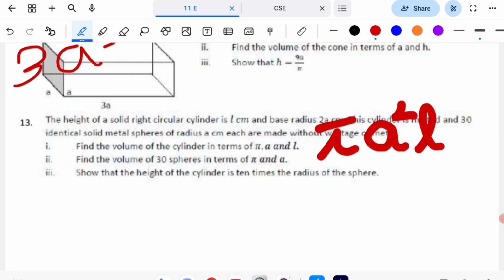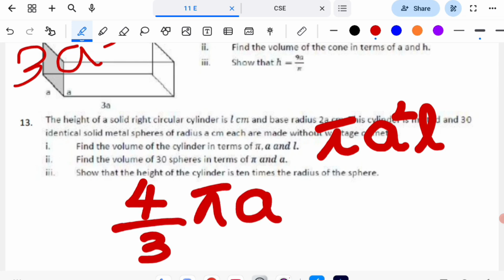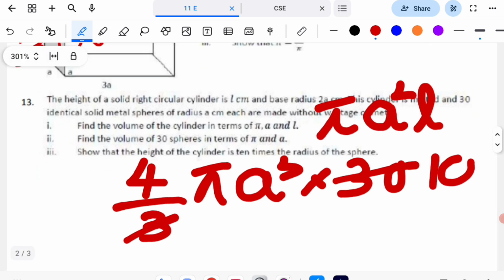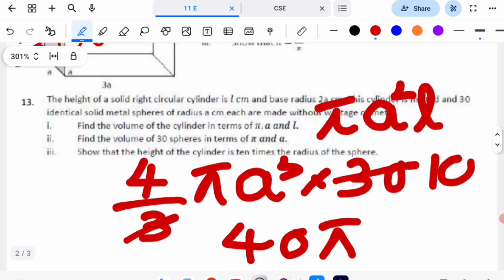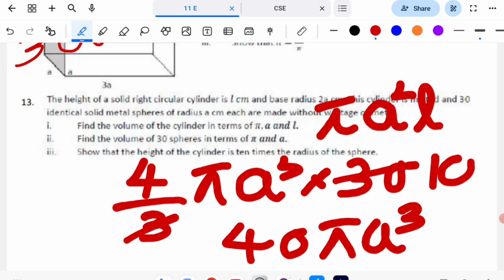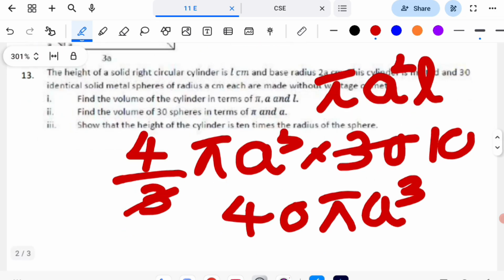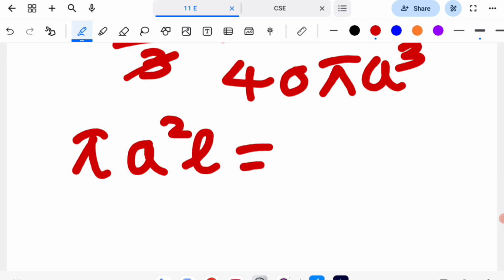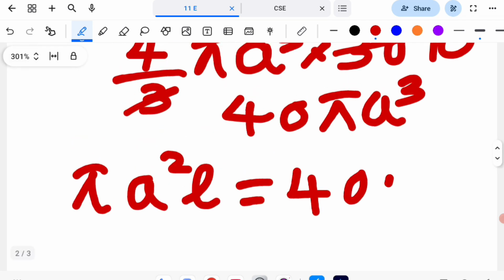Part 2, find the volume of 30 spheres in terms of pi and a. We can write volume of one sphere 4/3 pi a cube. Now there are 30 spheres, then we have to multiply it by 30. Divide by 3, 1, divide by 3, 10. 10 into 4, 40 pi a cube. Then we can equate volume of cylinder pi a squared L to volume of spheres 40 pi a cube.